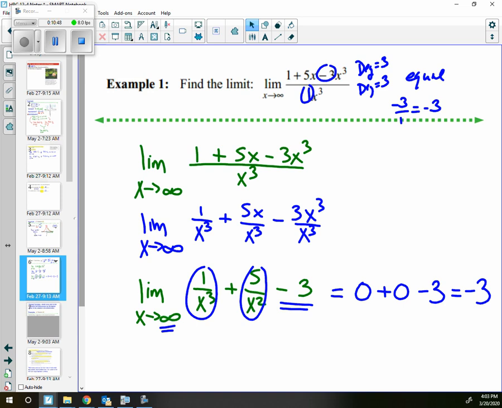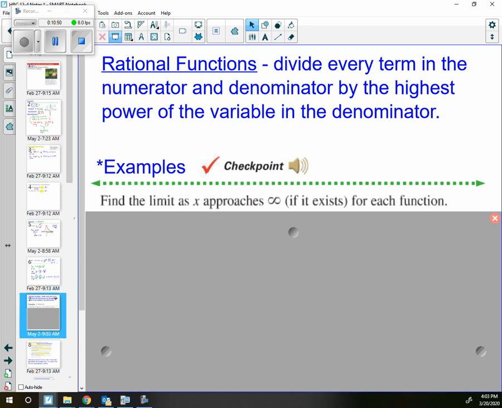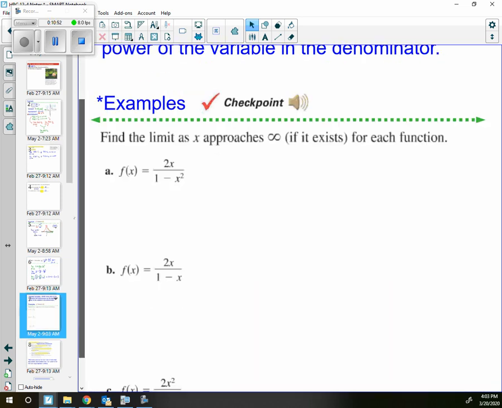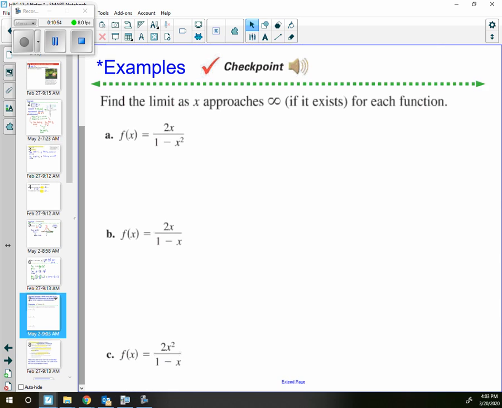All right, so let's try a couple and see if we can figure out what those values are. So I'm going to scooch this up here so we don't need that on the bottom there. Let's try these three and see if we can figure out what we think the limit would be as x approaches infinity for each one. So let's start with the first one, letter A. We want to see if we can figure out the limit as x approaches infinity for 2x over 1 minus x squared. So I'm writing it as a limit sentence.